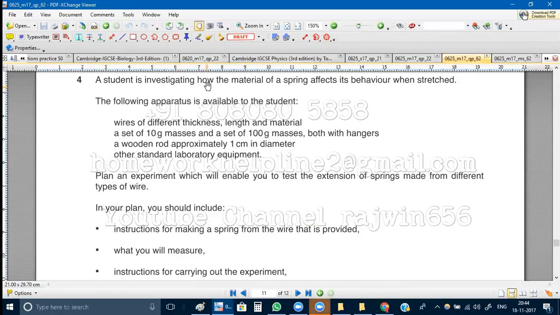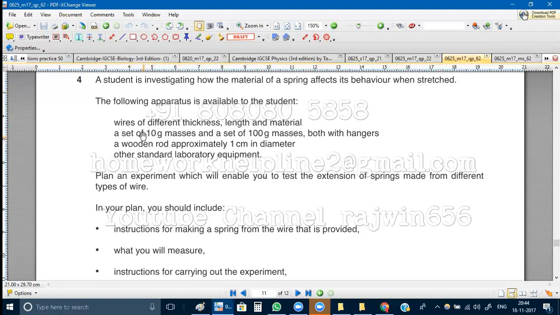A student is investigating how the material of a spring affects its behavior when stretched. The following apparatus is available to the student. Wires of different thickness, length and material.